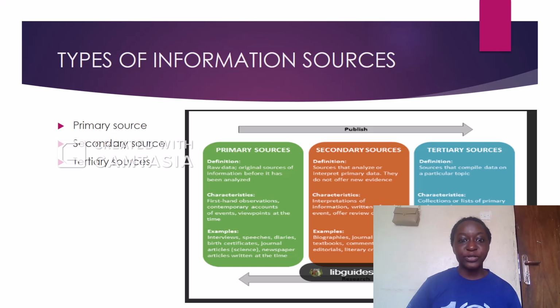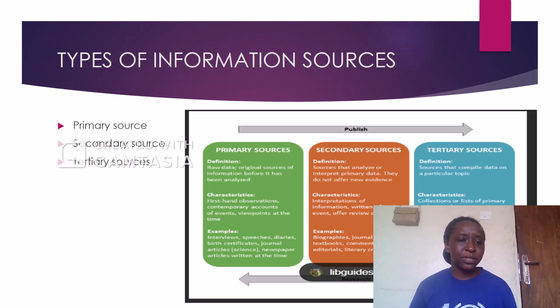For primary sources, this is raw data, the original source of information. That is information that has not been analyzed or interpreted, and it has the real evidence, like what they have exactly seen is what they have written or put down. That's what we call the primary information source.